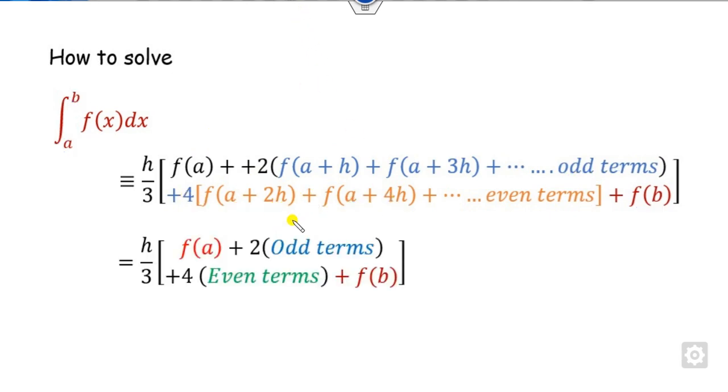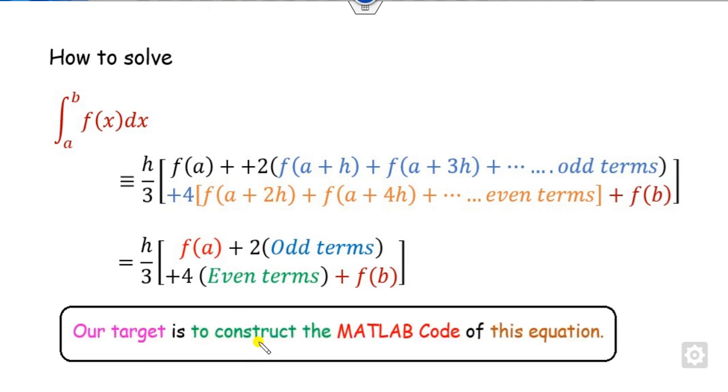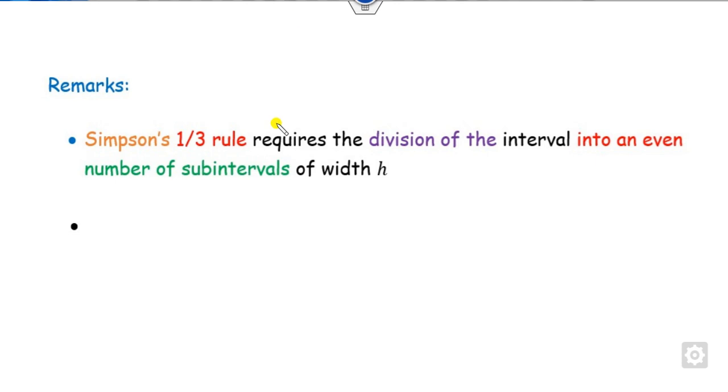So I can express this as f of a and f of b, the lower and upper limits, plus twice all the function values of the odd terms plus 4 times the even terms. I will write this function into MATLAB code. Our target is to construct the MATLAB code of this equation. How can we construct that?